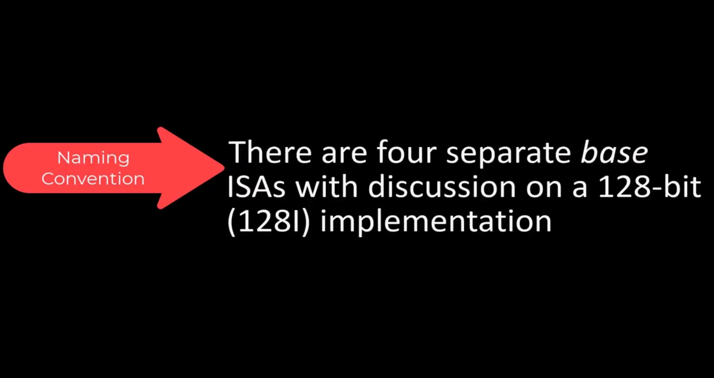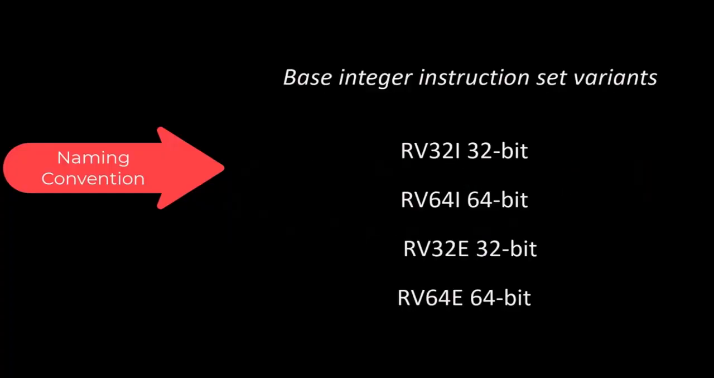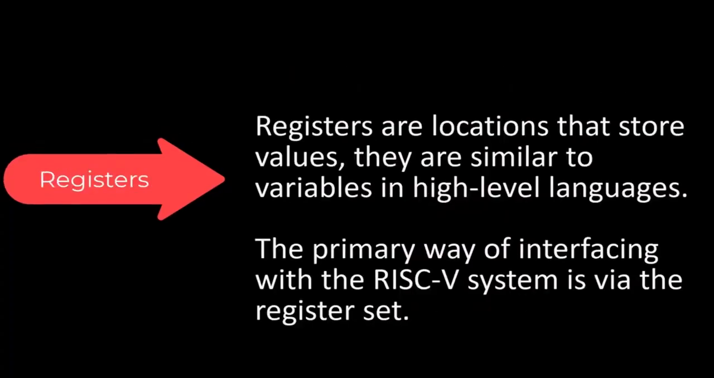Currently there are 4 separate base ISAs, with work on a 128-bit, RV128I, implementation. A summary of the base integer instruction set variants is: RV32I, RV64I, RV32E, RV64E.